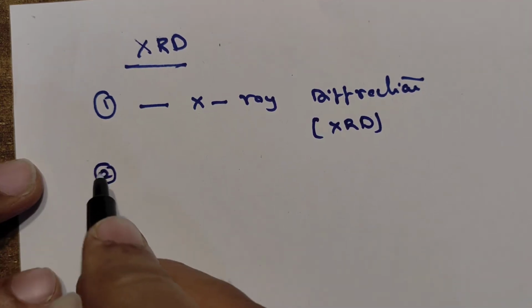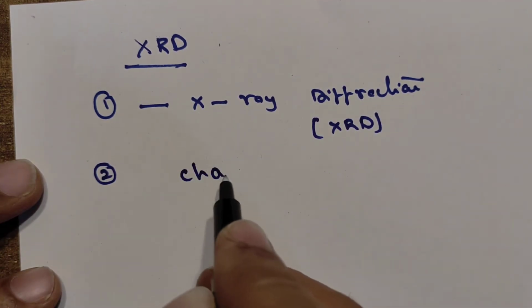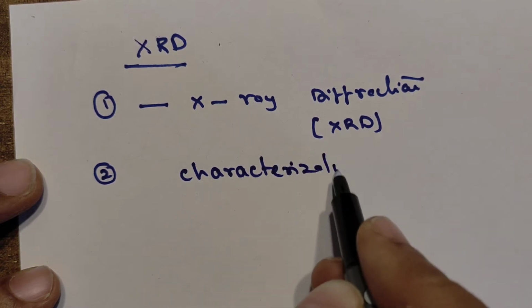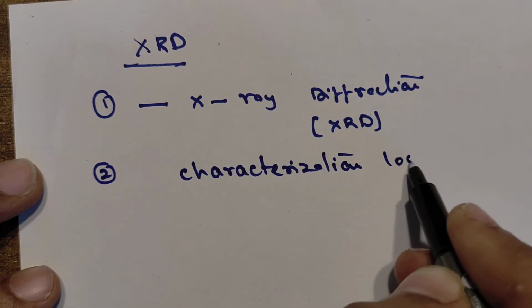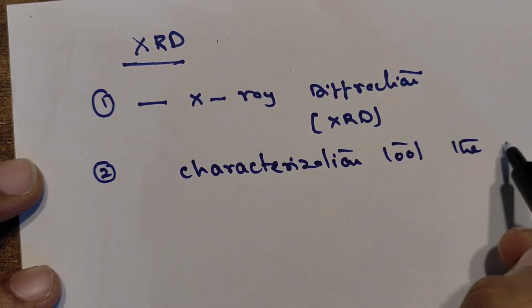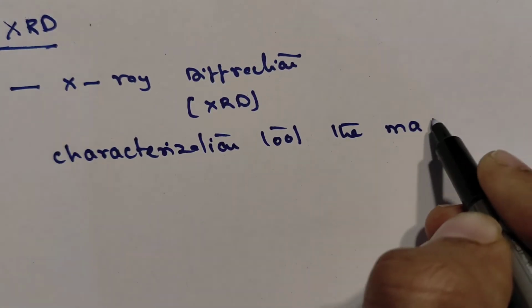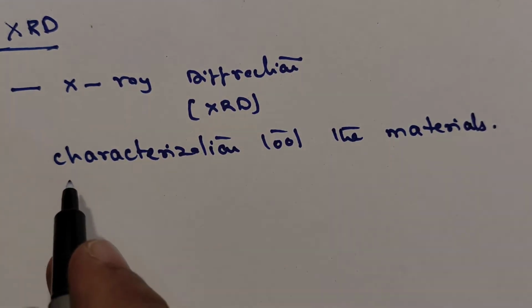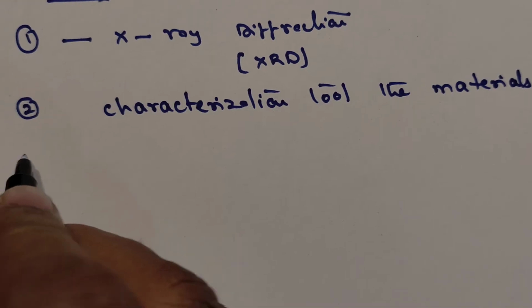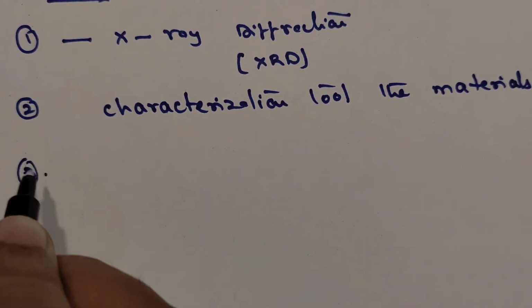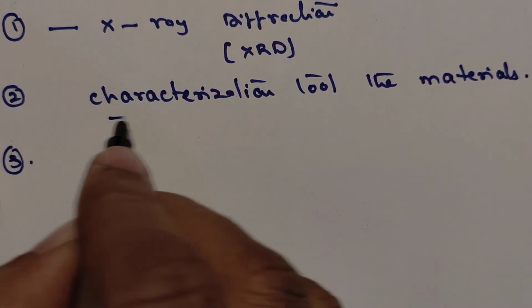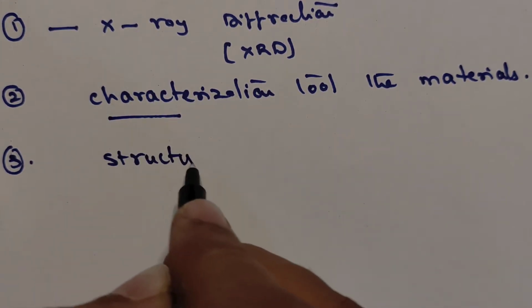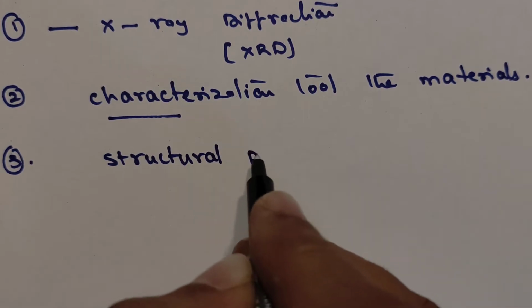Second, this is a characterization technique or a tool to characterize materials. This is the second point you should write. Then it characterizes the structural properties. It discusses the structural properties.